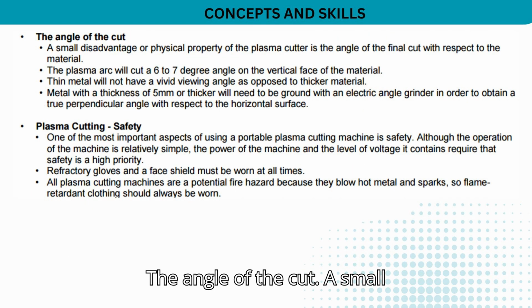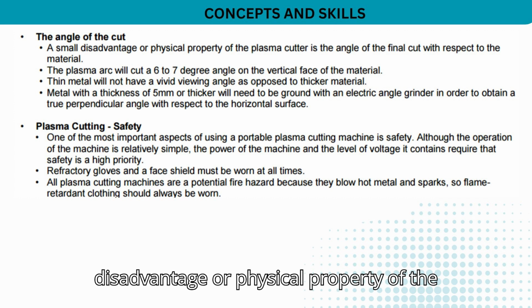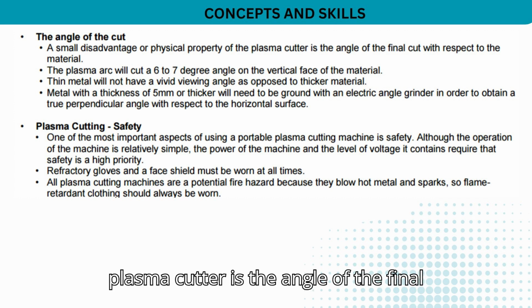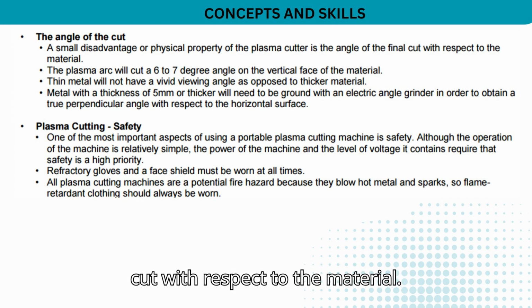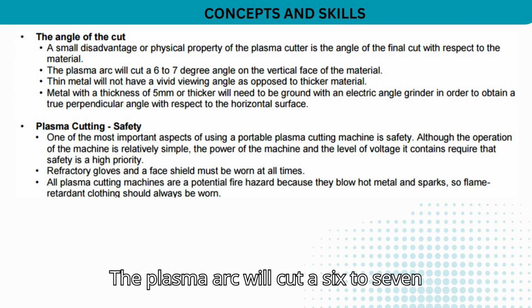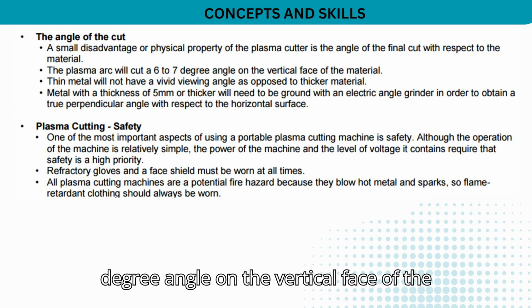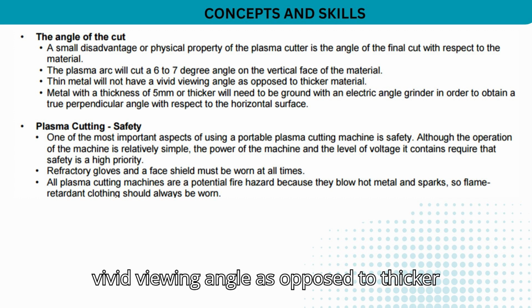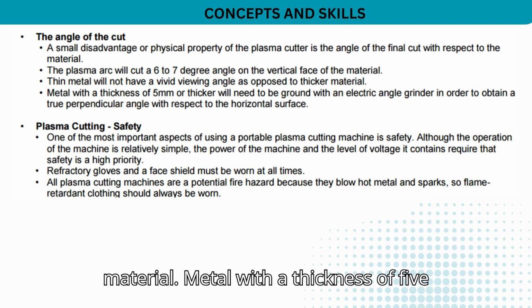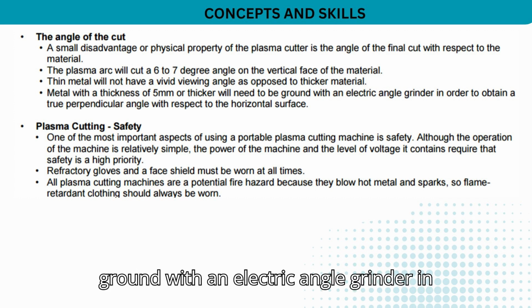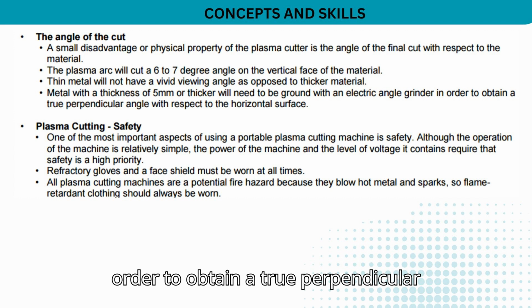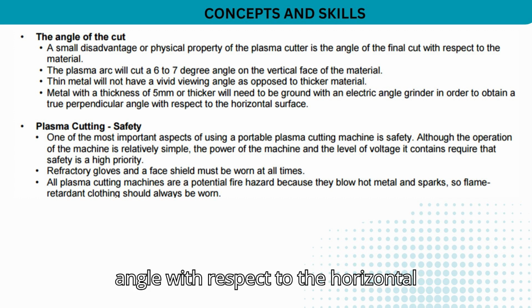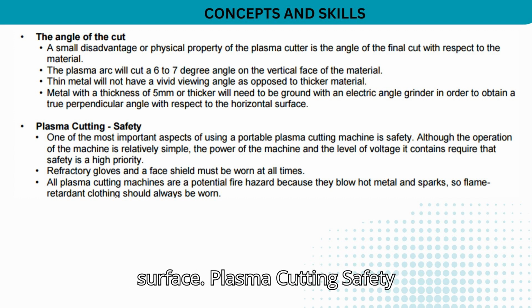The angle of the cut. A small disadvantage or physical property of the plasma cutter is the angle of the final cut with respect to the material. The plasma arc will cut a 6 to 7 degree angle on the vertical face of the material. Thin metal will not have a vivid viewing angle as opposed to thicker material. Metal with a thickness of 5 mm or thicker will need to be ground with an electric angle grinder in order to obtain a true perpendicular angle with respect to the horizontal surface.